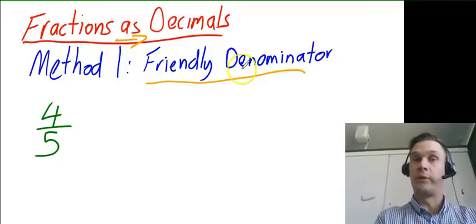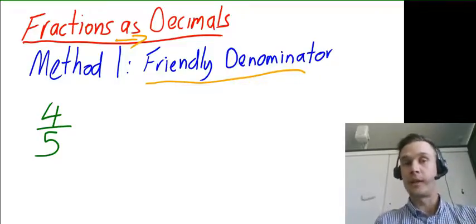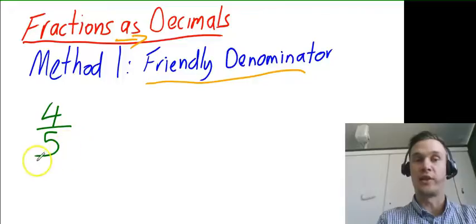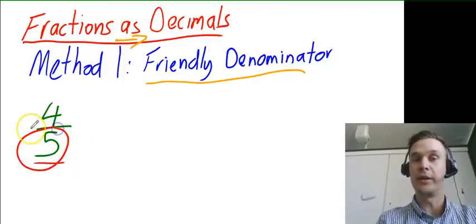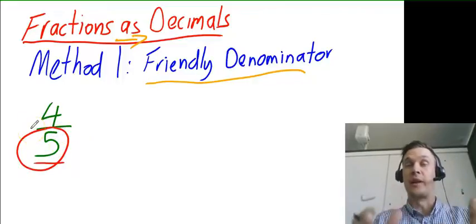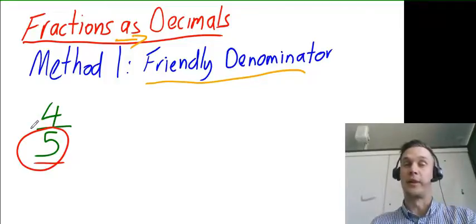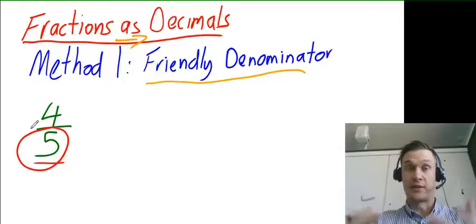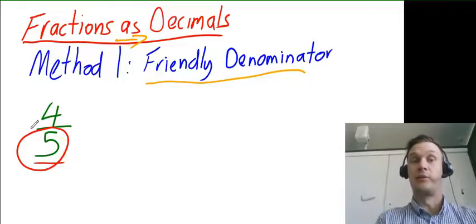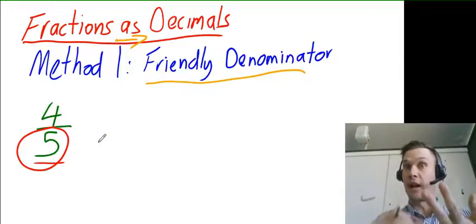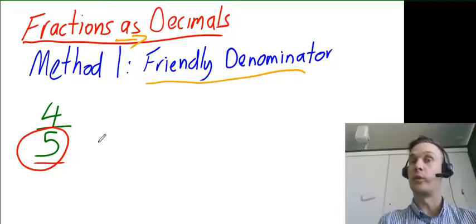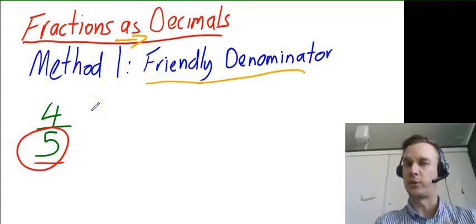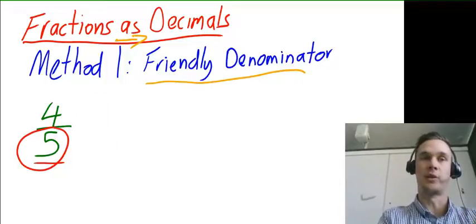So what we mean by friendly denominator is that we want to change this number down here, the bottom number, into a friendly denominator that fits into the decimal place value. Tenths, hundredths, thousandths, ten-thousandths, etc. So what we need to do is convert this bottom number to either a 10, 100, 1,000, or a 10,000, etc. And whatever we do to the bottom we need to do to the top. It's quite simple for this one, and I'll show you how we do that.